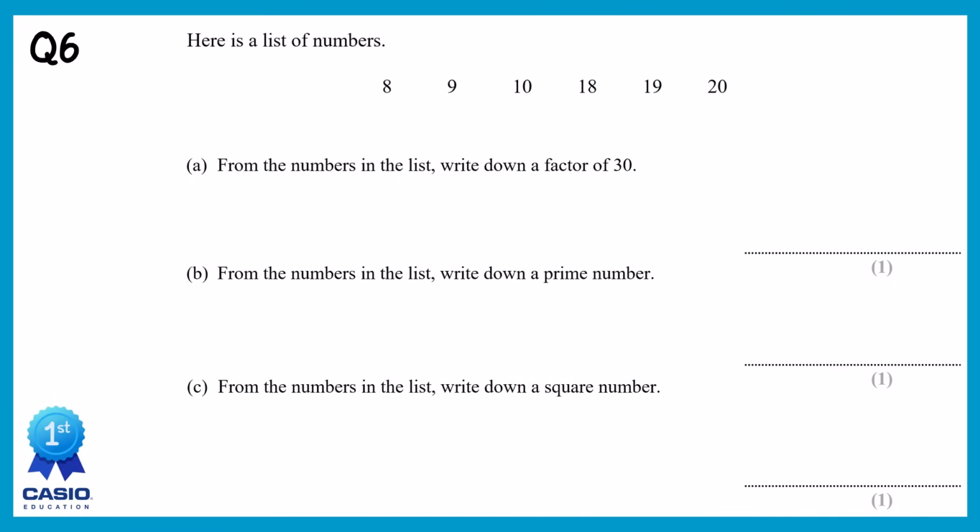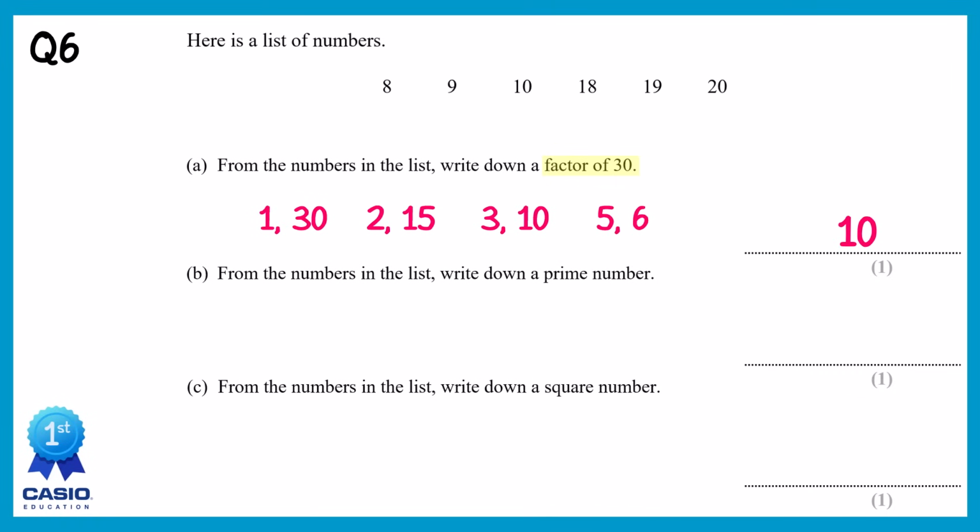In the first part of this question, we need to write down a number from the list that is a factor of 30. The factors of 30 are the numbers that divide into 30 without a remainder. We usually write them down in pairs. So to get 30, we could do 1 multiplied by 30, or 2 multiplied by 15, or 3 multiplied by 10, or 5 multiplied by 6. So we're looking for one of these numbers in the list. The only one that is in the list is the number 10.